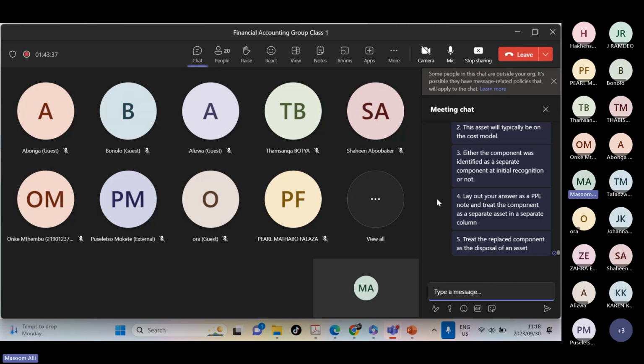The main thing is that you just know that the component you've now replaced, you treat like an asset disposal. It's the same principle if you think about it. You depreciate it up to the date of disposal, and then you dispose of it at its carrying amount. Then you recognize the new component and depreciate that for the rest of the year. Then you look at the main component and depreciate that from start to finish for the whole year. You add the two carrying amounts and you get to the final carrying amount. It's pretty much like that.